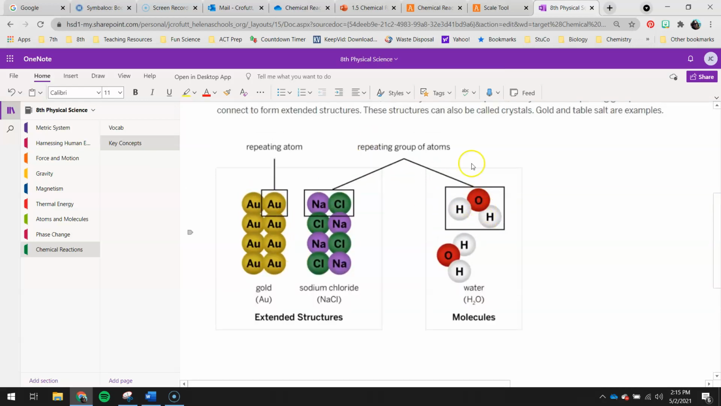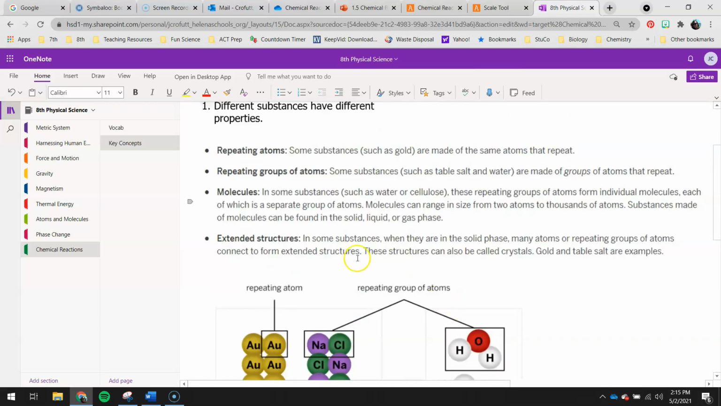So these are repeating groups of atoms or molecules, however you want to look at it. But something that's solid is an extended structure versus something that's kind of independent. We could take a couple of water molecules and separate them from more molecules. That would be just a group of molecules. Okay, so again, repeating atoms, substances like gold are made of the same atoms that repeat. If we're looking at, for instance, a diamond or graphite, those are both made out of pure carbon. So that would be an extended structure because they're both solids, but repeating atoms.